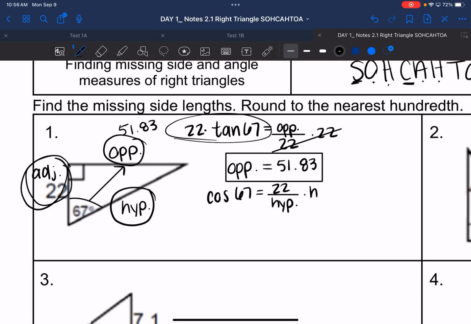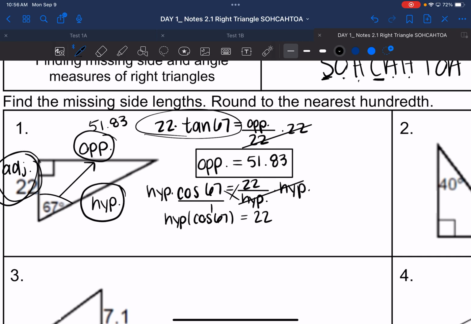So you can either go ahead and say, okay, I'm going to multiply both sides by the hypotenuse. Or you could put cosine of 67 over 1 and cross multiply. Either way, you're multiplying both sides by the hypotenuse. However you want to think of that. So I'm going to have hypotenuse times cosine of 67 is equal to 1 times 22, which is just 22, right? But I'm trying to get hypotenuse by itself. So now what should we do? Divide by cosine of 67.